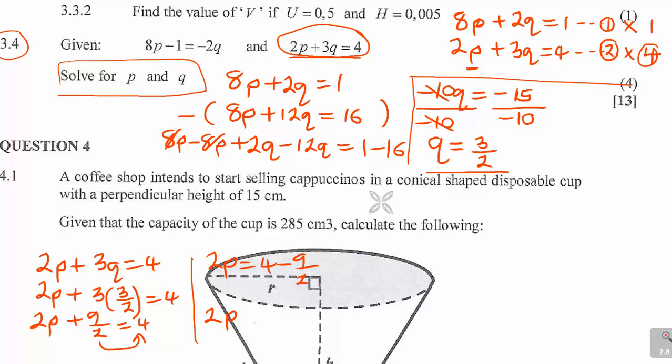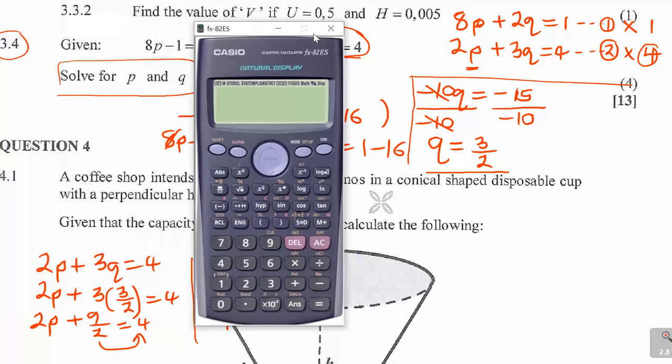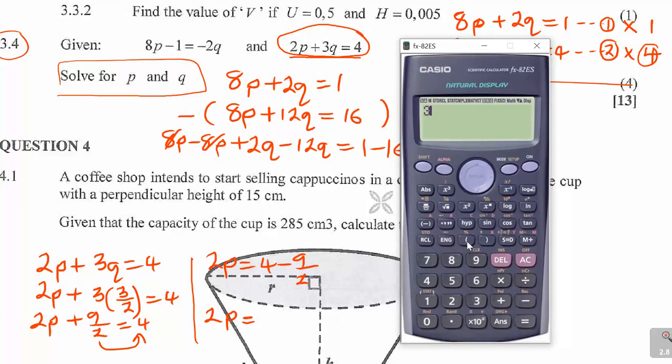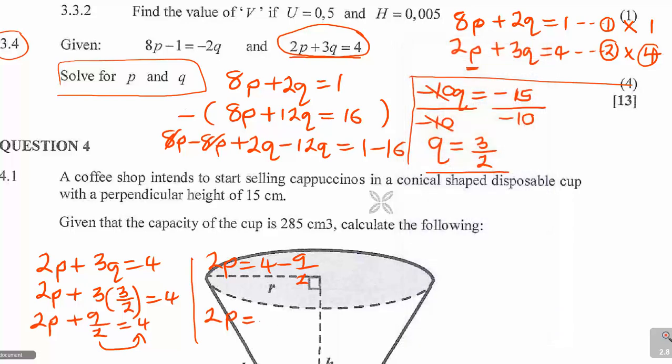So my 2p in this case, if I work it out, just to check, 3 times 3 over 2, just to confirm, it's 9 over 2. That I need to have it like that. So what I have now is 4 minus 9 over 2. It gives me negative half. So I've got minus 1 over 2. Now I have to divide by 2. Divide by 2. And when you use a calculator there, you're going to have P is equal to negative 1 over 4. So this is what I have on my P and my Q.